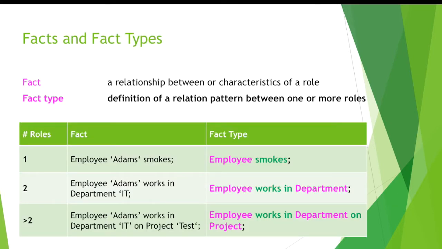FIML now defines fact types to provide definitions of relation patterns between one or more roles. And again, we have the readings between different numbers of roles included. And as you can see, the FIML text is just as our real-world examples before, just without the actual instances. So employee smokes, employee works in department, and employee works in department on project.